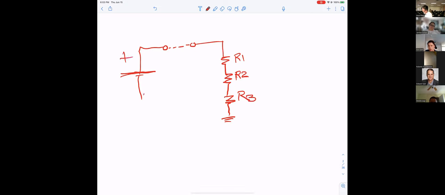R1, R2, R3. This is a plus, minus. If they say they want 15 volt. Okay, now try to understand, then you can get this lab done quickly.